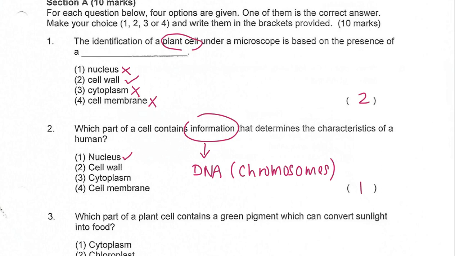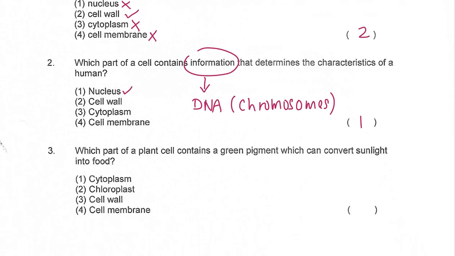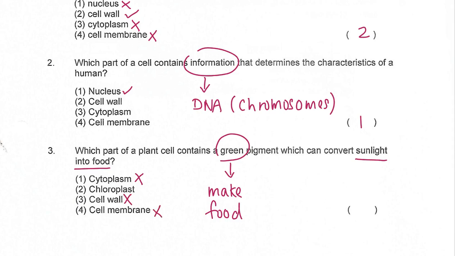Okay. Now question 3, which part of a plant cell contains a green pigment? The moment I see the word green, I will associate it with making food, or photosynthesis. And it is also the one that converts your sunlight into food. It cannot be the jelly. It can't be the one that gives a shape. It can't be the one that's like a door that controls movement in and out. So the only answer will be chloroplast.